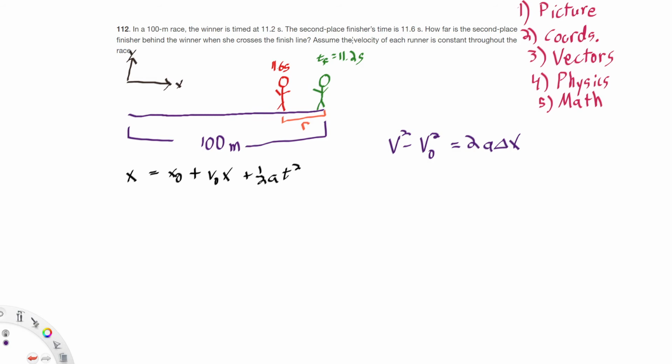The key idea here, right? The velocity of each runner is constant. The acceleration is the derivative of the velocity. If the velocity is constant, the derivative of that is going to be 0. So constant velocity means 0 acceleration. So if we have 0 acceleration, this number here is 0. And if the velocity is constant, that means initial velocity and final velocity are the same. So our third kinematic equation just gives us 0 equals 0. That's not super helpful.